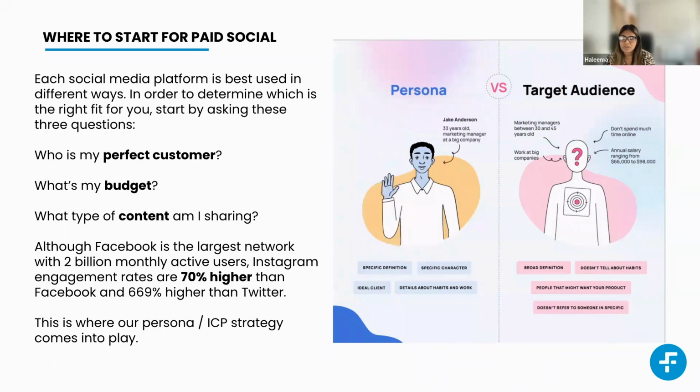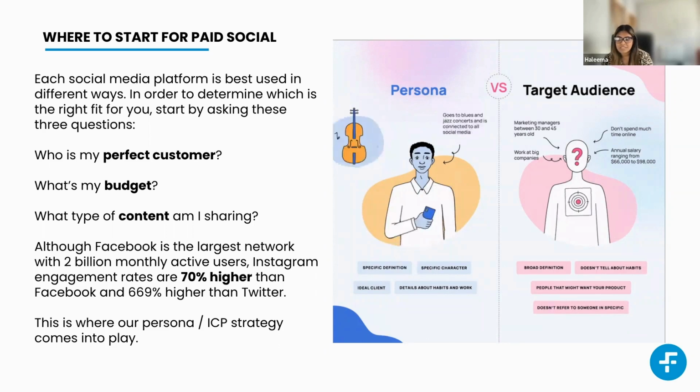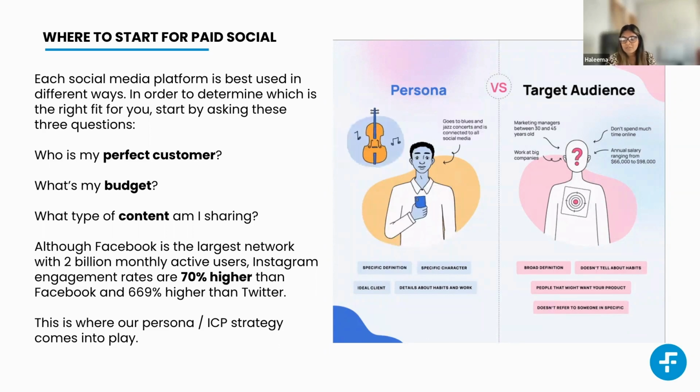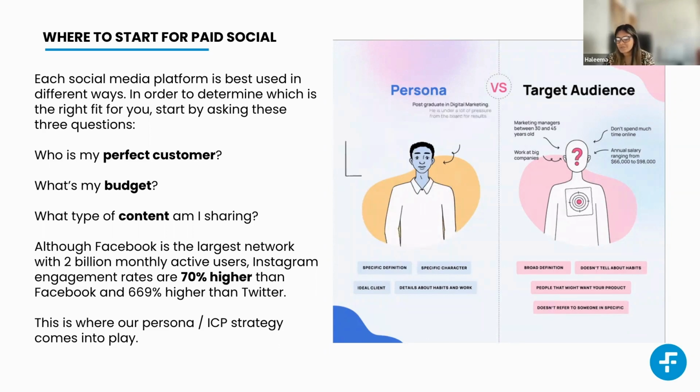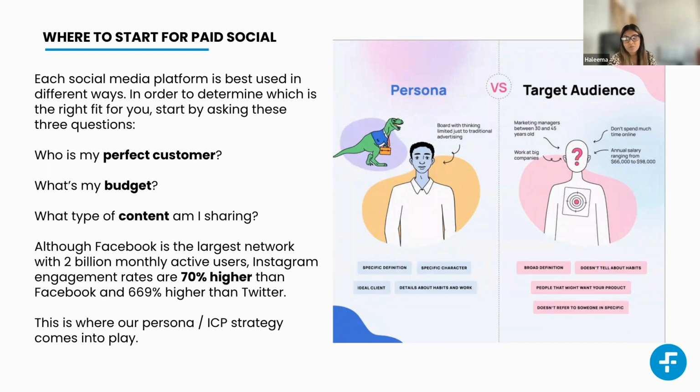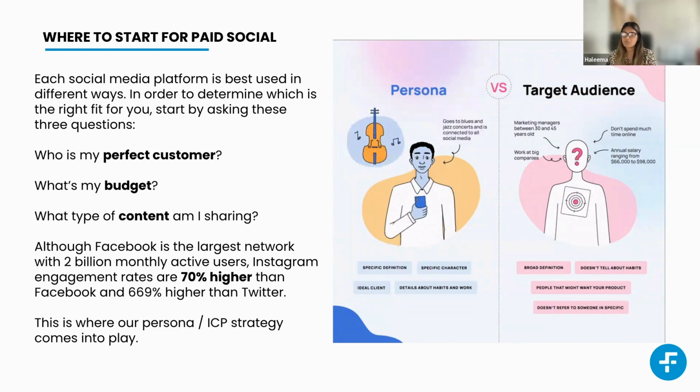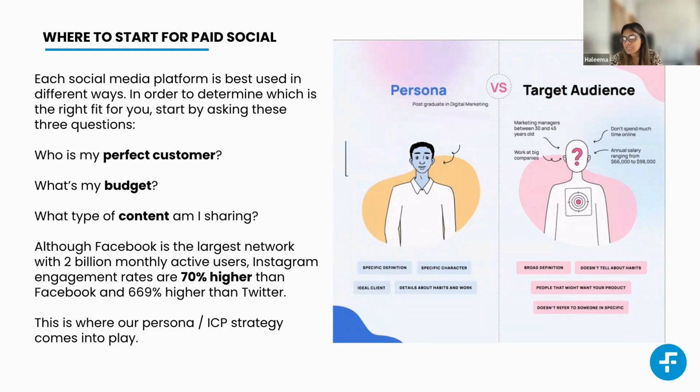Although Facebook is the largest network, Instagram engagement rates are 70% higher than Facebook and 669% higher than Twitter. So we haven't done any Twitter ads for Six and Flow. They're not something that I think is the best platform to use. When you ask these questions, this is when the persona work and the strategy work and the ICP work come into play. So when we integrate that with the paid media strategy, that's when it is quite successful.